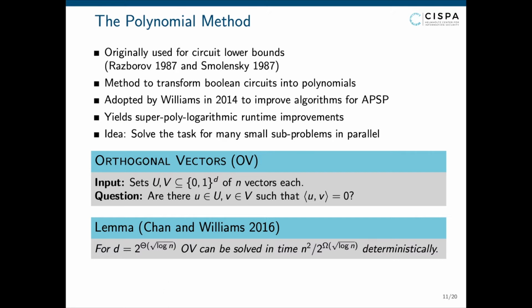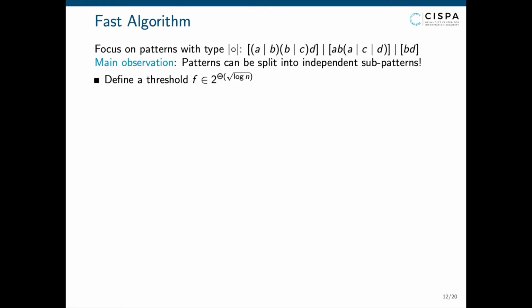So how do we use this for our fast pattern matching algorithm? For example, we focus here just on this pattern type, concatenation OR, and here you can see an example of this. The main observation is that we can split this pattern into independent subpatterns. For example, this pattern BD behaves completely independent from the pattern here. And by this, we are able to classify these subpatterns.